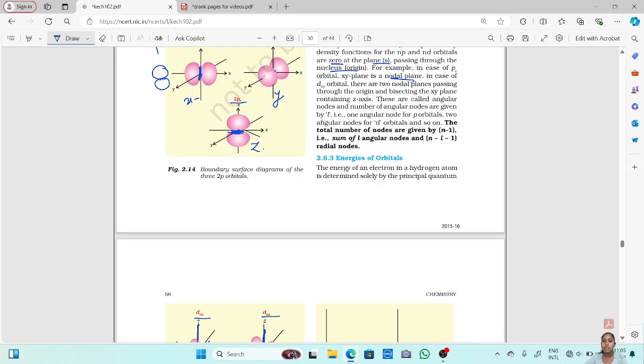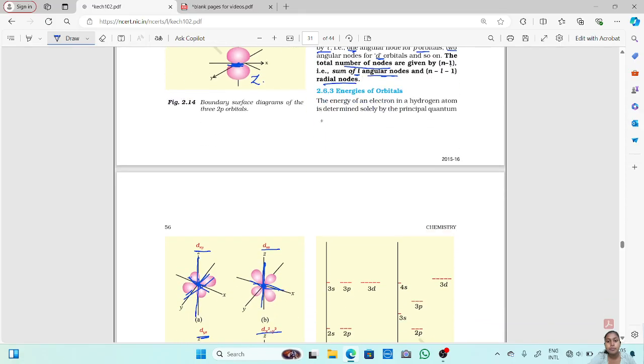Now these are called angular nodes because they are present at an angle, and the number of angular nodes is given by l. One angular node for p orbitals, two angular nodes for d orbitals, and so on. The total number of nodes is given by n minus 1, that is the sum of l, your angular nodes, and n minus l minus 1, your radial nodes.